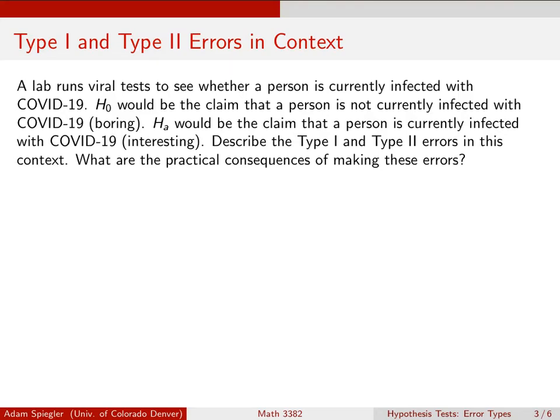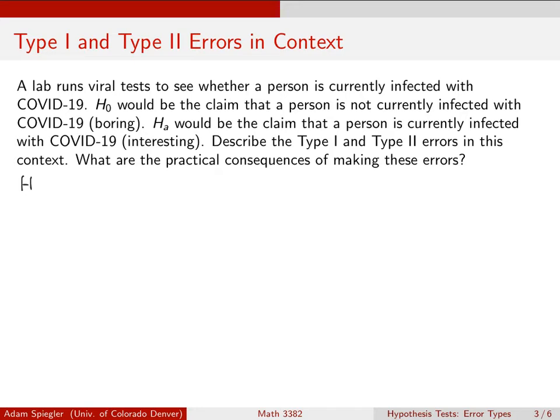Okay, so let's consider the context where a lab is running a viral test in order to determine whether a person is currently infected with a disease. We'll use COVID-19. And so here, the claims that they would be testing against each other are either the person is infected or the person is not infected. So this is why it's a good scenario to frame in the logical context of a hypothesis test, since we have two competing claims.